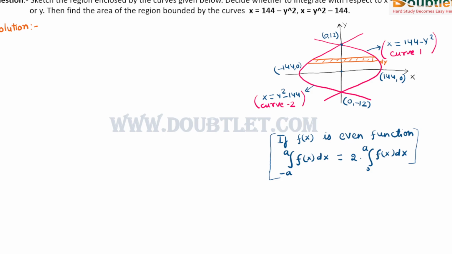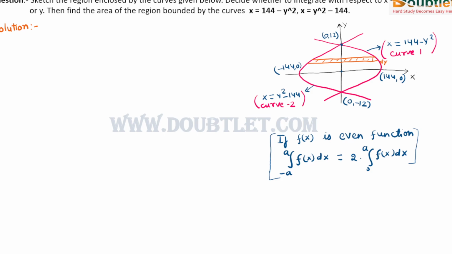So in this question of area under the curve, we have to read this question. Sketch the region enclosed by the curve given below. Decide whether to integrate with respect to x or y. Then find the area of the region bounded by the curves x is equal to 144 minus y square, comma x is equal to y square minus 144.